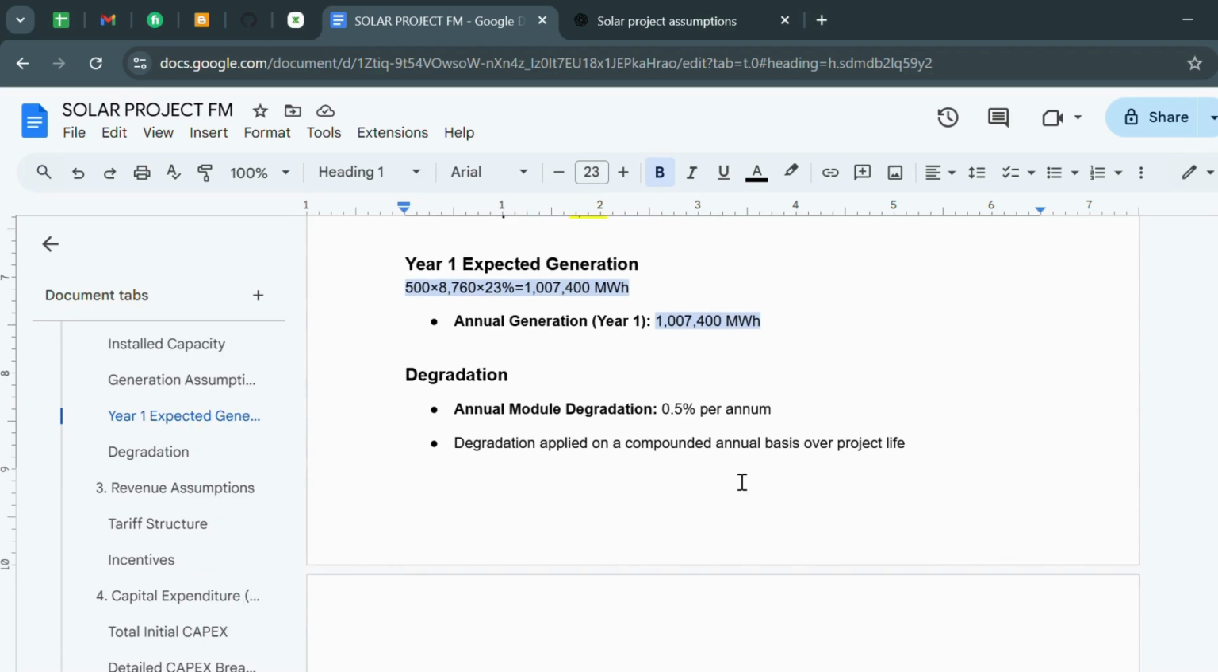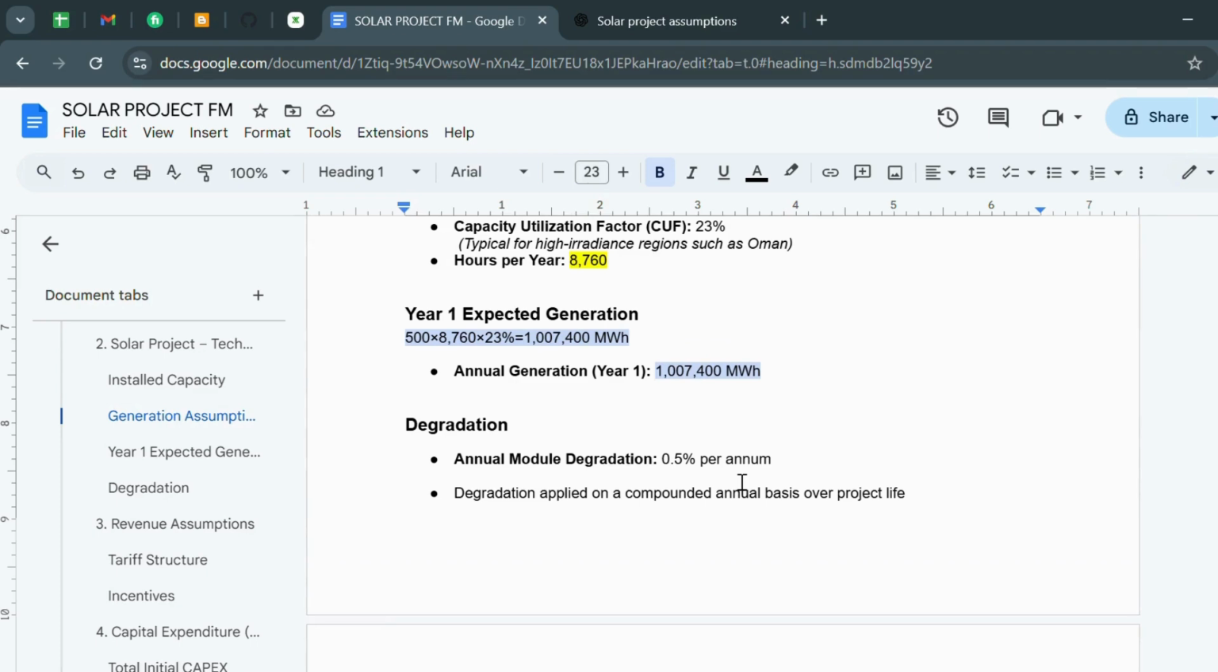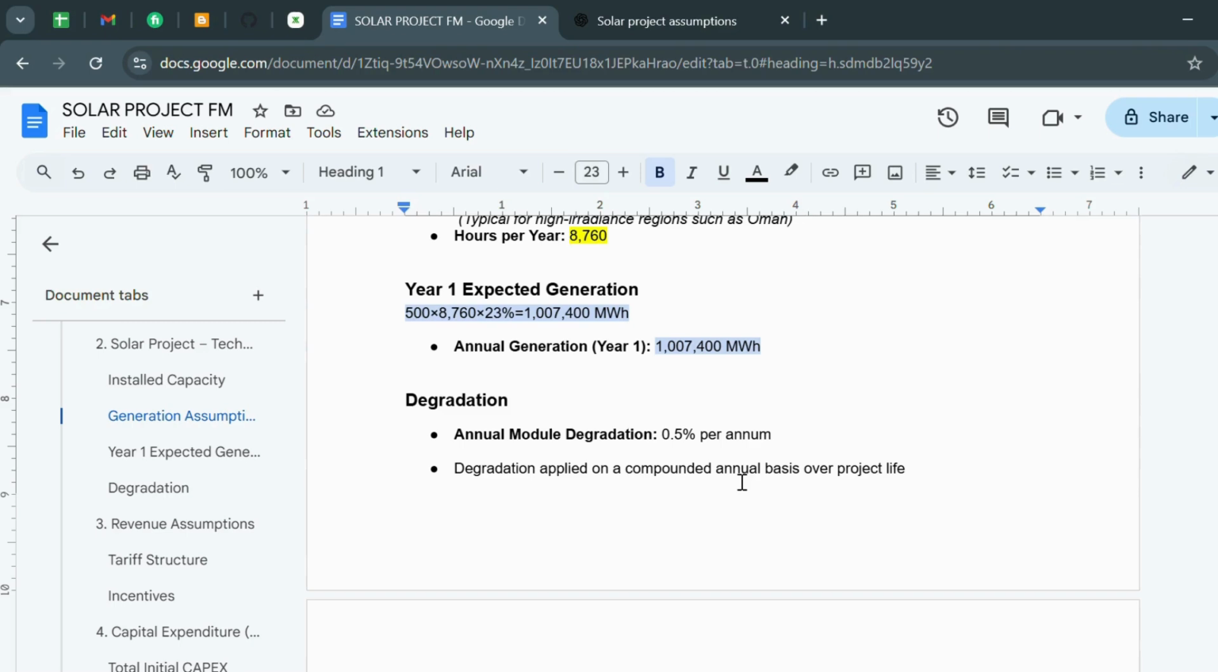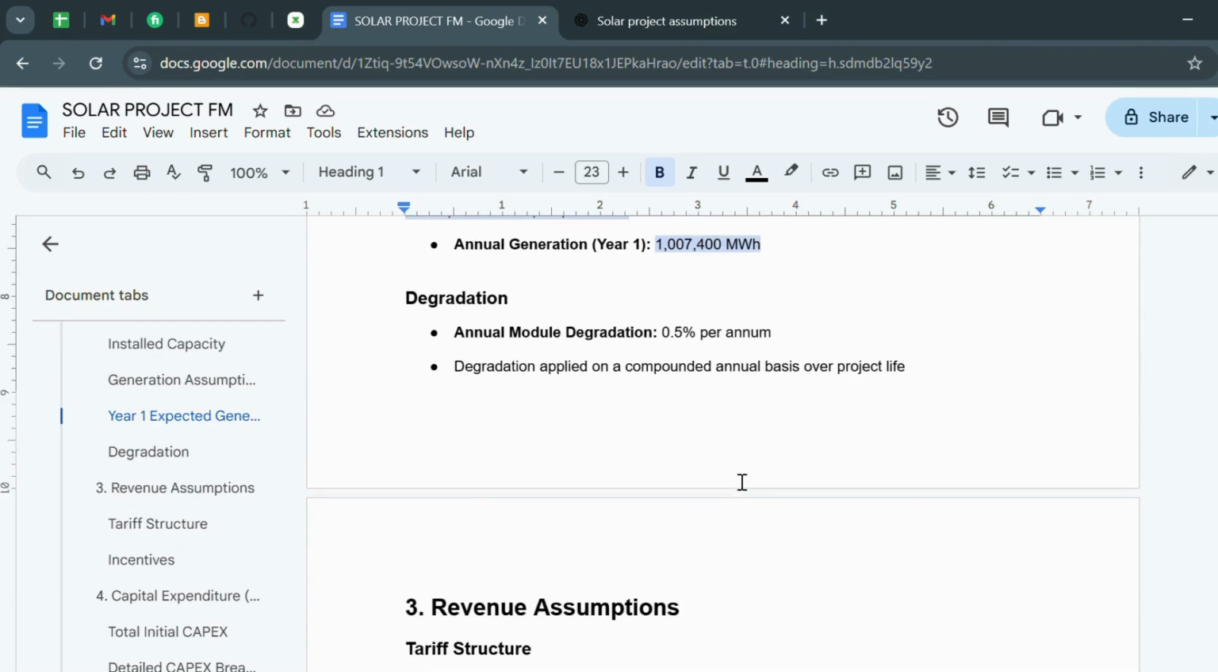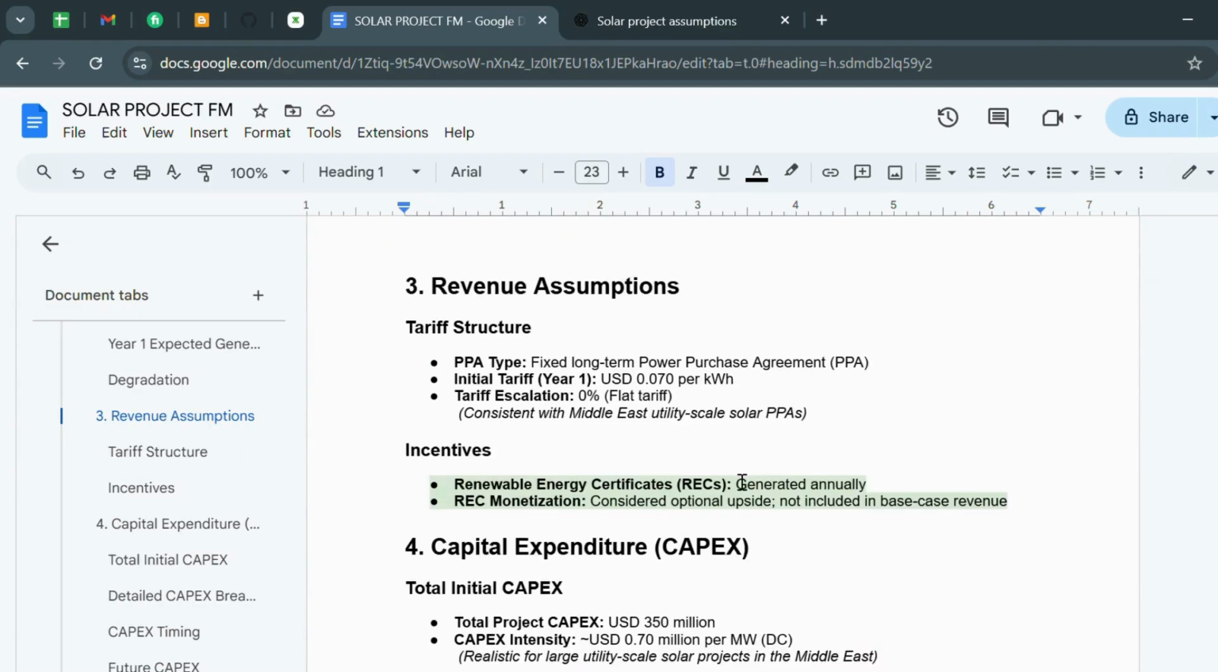Expected generation: of course, 500 megawatt is our installed capacity. Then our hours per year is 8760, multiplied by CUF, that is 23%. This is the annual generation, year 1. For annual degradation, we are taking 0.5%.